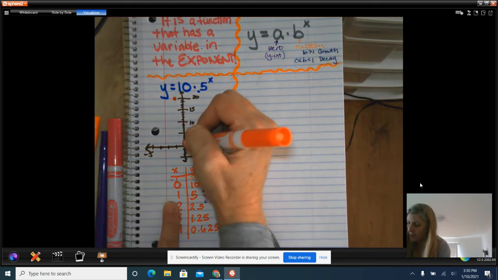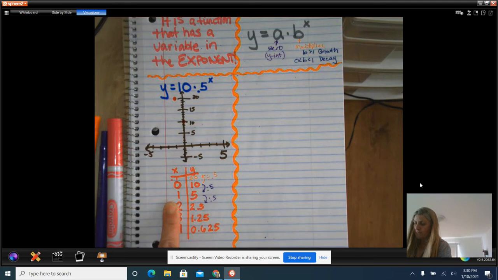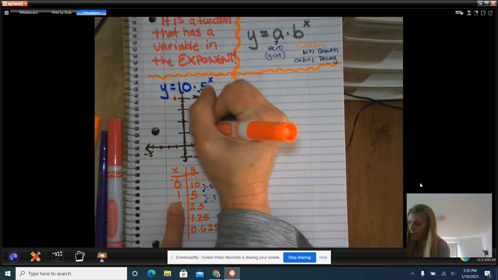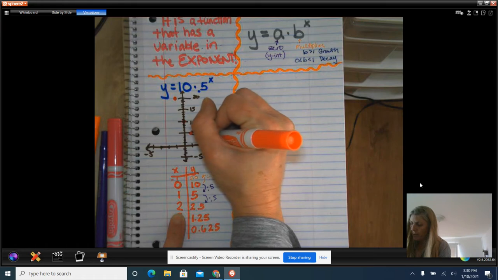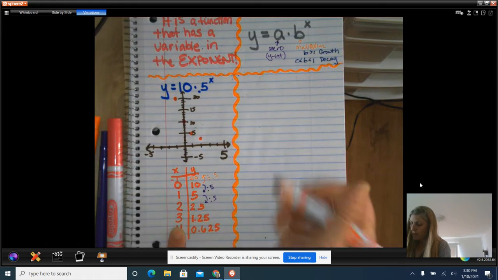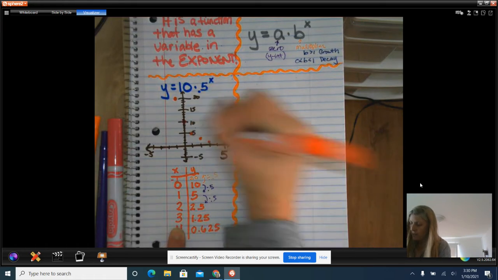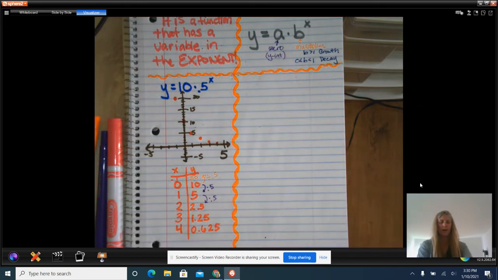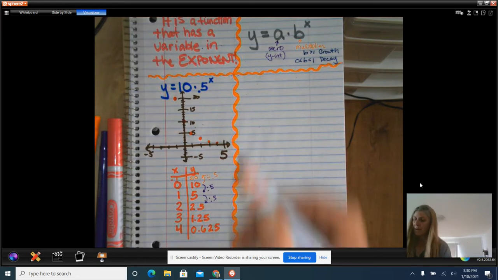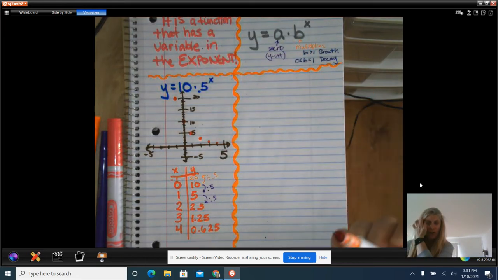I have the point (0, 10), which is my intercept. I have the point (1, 5), (2, 2.5), (3, 1.25), and (4, 0.625). So we're going to go ahead and take a look at this and make a smooth curve.